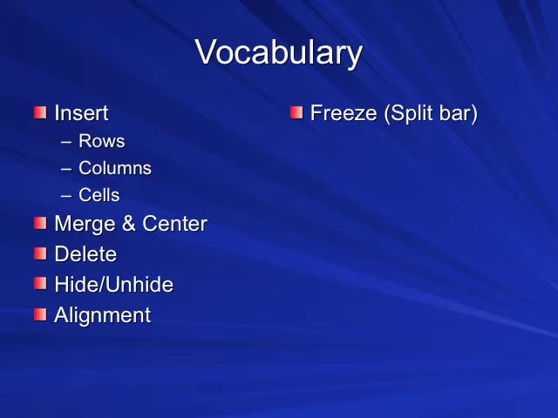A freeze frame or split bar, when you freeze a certain number of columns or rows so that as you move the spreadsheet up and down or to the left or the right, those rows will stay in one place. It's very helpful if, say, on the left side you have a list of names. If you're doing something like a grade book, you have a list of names on the left, and as you move your data over, your names stay there, otherwise they go off the page. So that's a helpful thing to know.